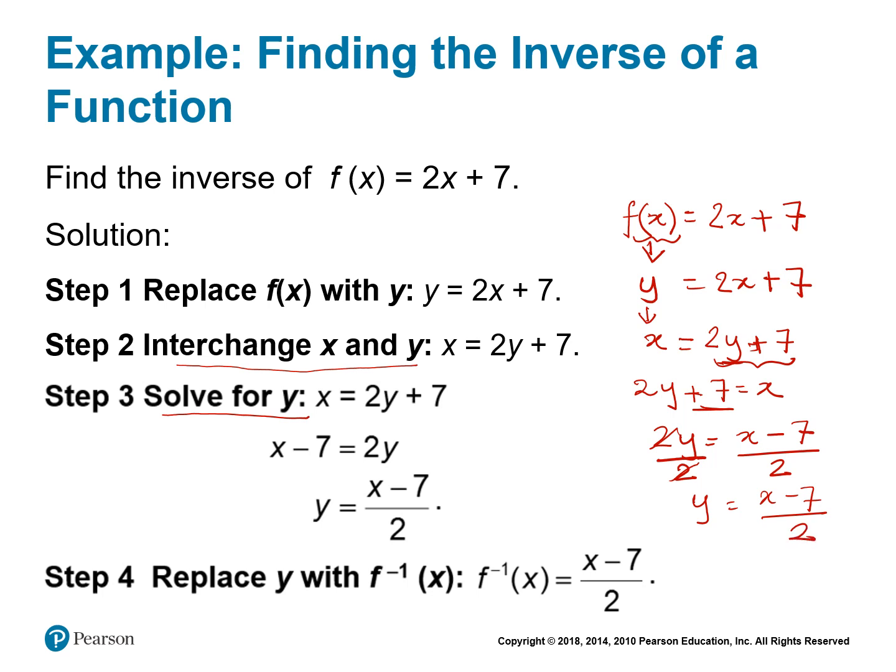And now in the final step, again, remember in the beginning we had replaced f of x with y. Now you revert it back, replace the y with f inverse of x notation, equals x minus 7 over 2. That says that this is the inverse function of the original function 2x plus 7.